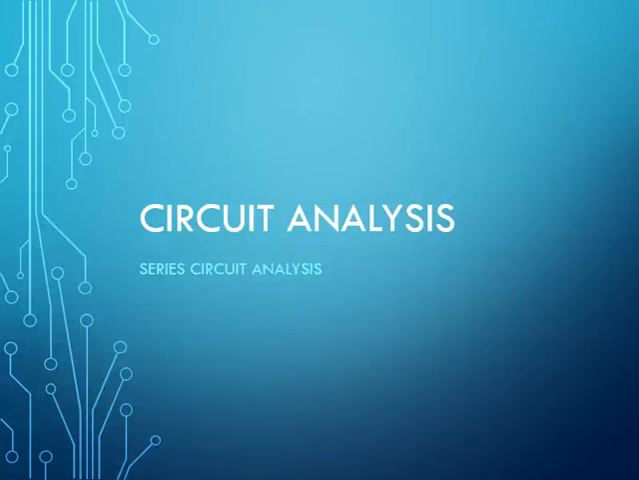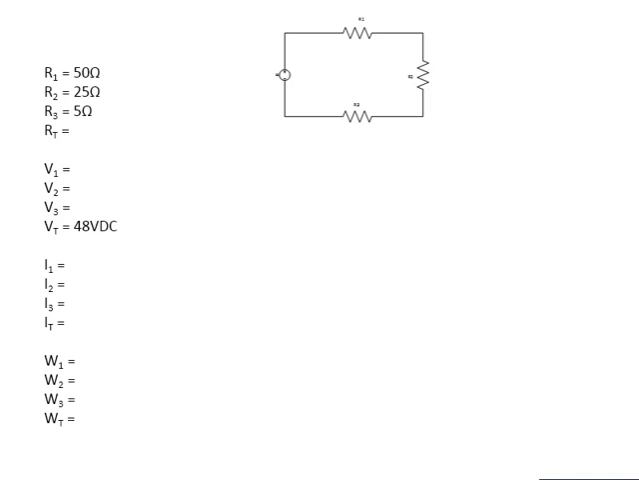We'll be discussing how to find the expected values in a series circuit today, and we will be using a purely resistive circuit. The values for the resistors will be 50, 25, and 5 ohms, with 48 volts DC as our applied voltage.